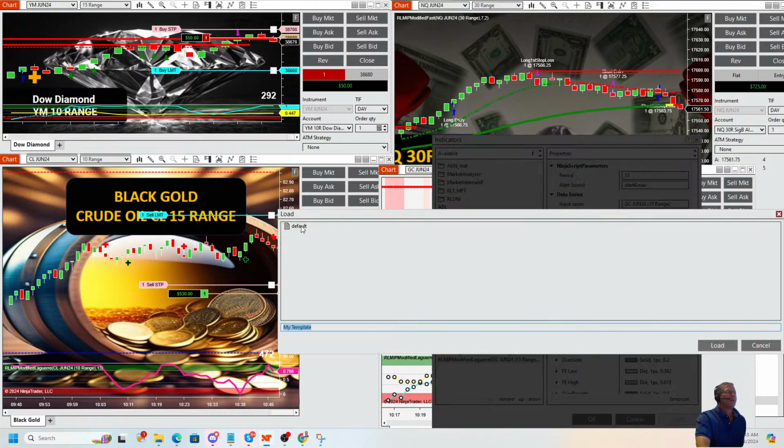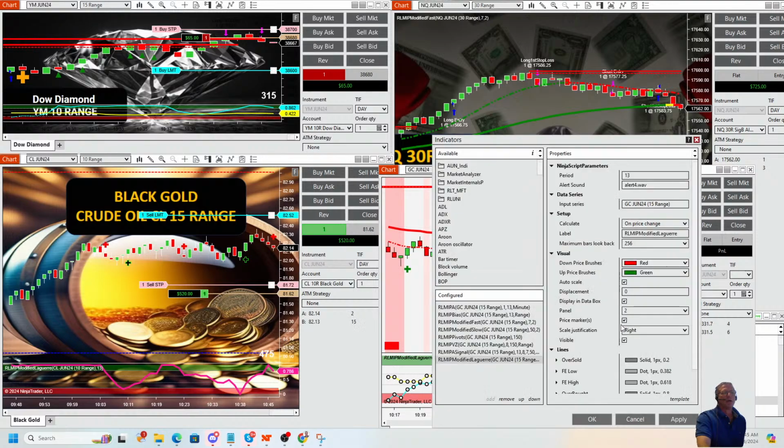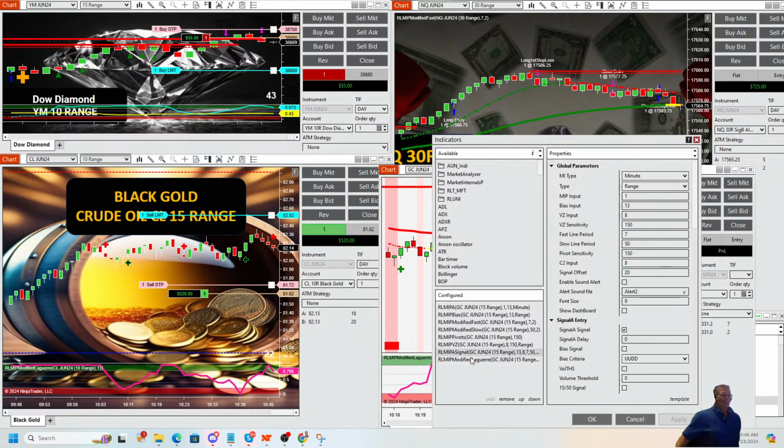And I'm just going to put my default settings so you can see the RSI line. And I'm going to go to this indicator that Sergio developed. It's called the MIPA, Market Internals, PA signal.